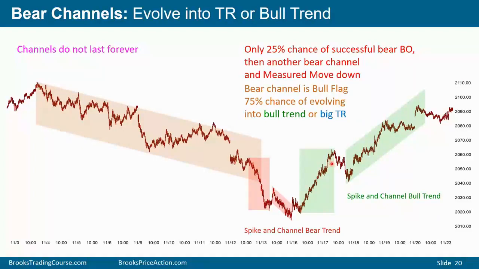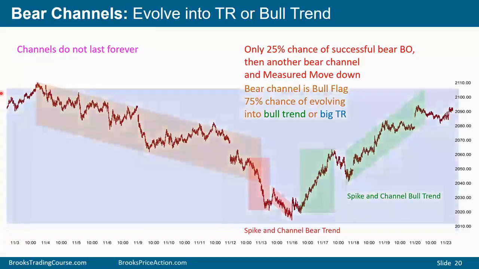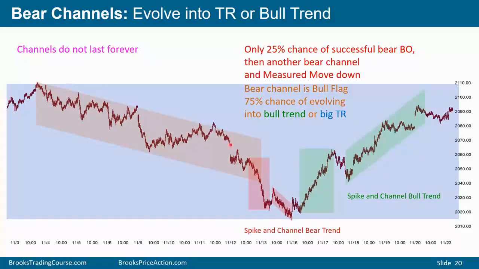A very strong rally in a tight bull channel, 5-minute chart. If you looked at a higher time frame chart, this would be a breakout, and therefore it's a spike and channel bull trend. Here we have a spike and channel down. We have a broad bear channel. Broad bear channels usually evolve into big trading ranges, and that's what happened here.